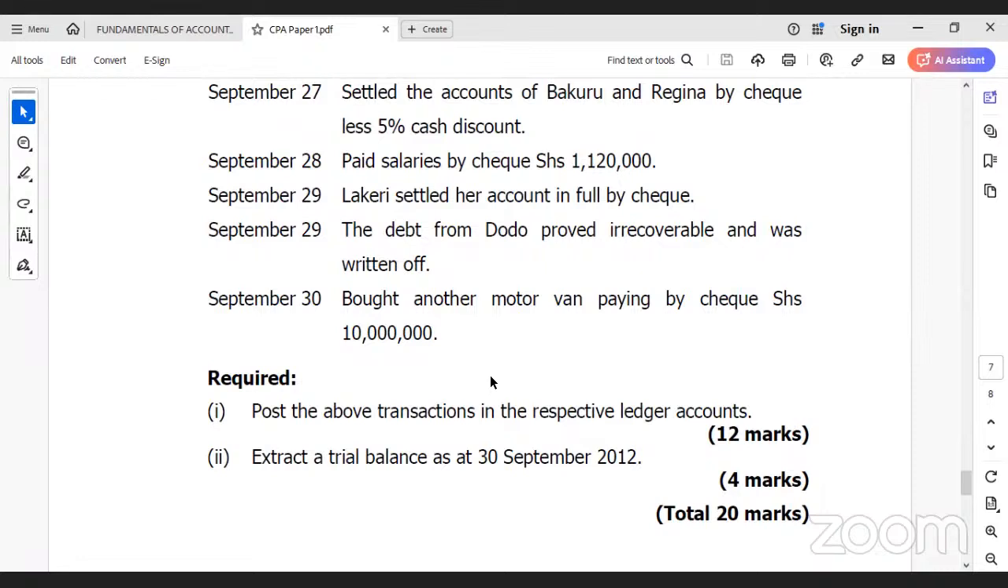Settled the accounts of Bakula and Regina by cheque less 5% cash discount. So which accounts do we need in this case? Try to look at that transaction. Which accounts are we going to come up with?